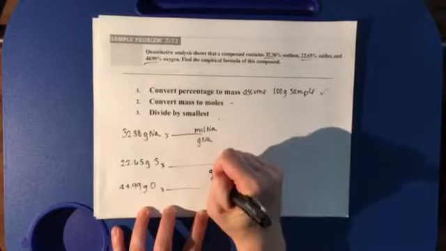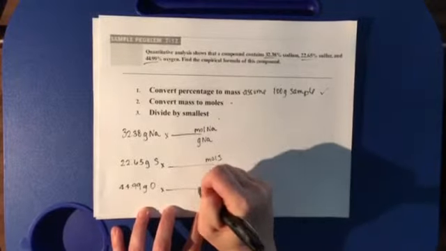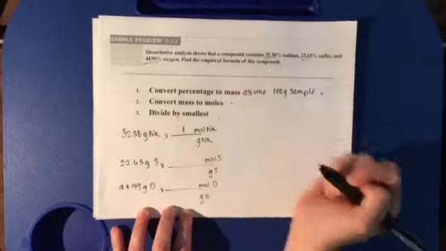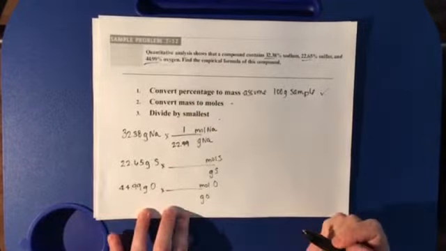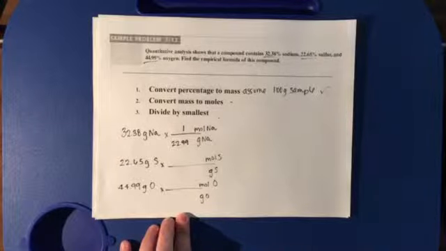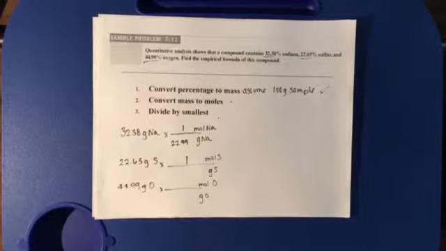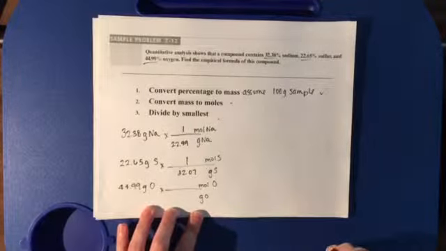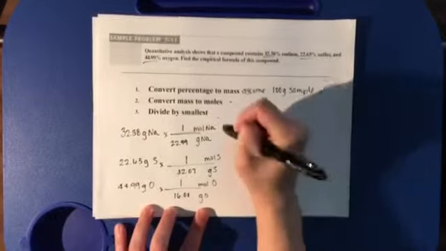And so I'm going to do the same thing down here: grams of sulfur to moles of sulfur, grams of oxygen to moles of oxygen. 1 mole of sodium is 22.99 grams of sodium. Just get that from the periodic table. 1 mole of sulfur is 32.07 grams of sulfur. 1 mole of oxygen is 16.00 grams of oxygen.